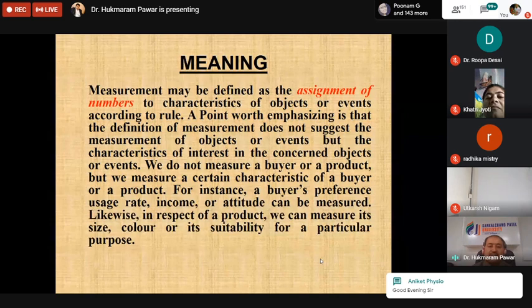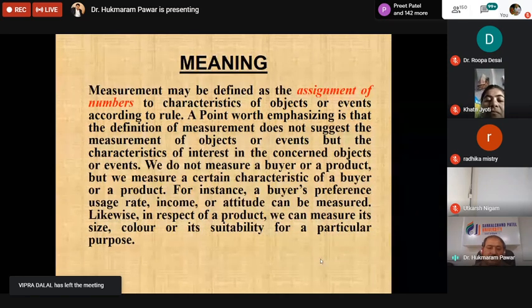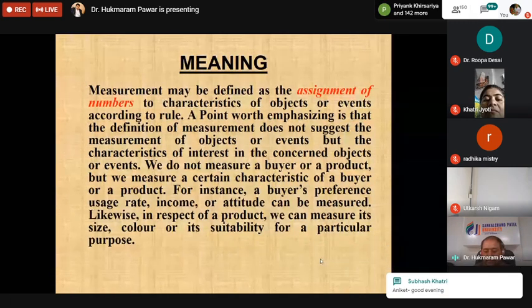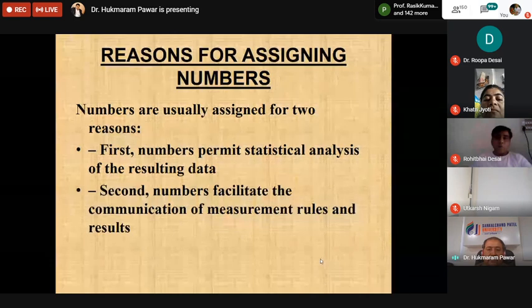How we assign the number depends on the data we have and the types of data we have. On the basis of that, we assign numbers, and those numbers are used for calculation and statistical purposes. What are the reasons for assigning the numbers? Why is scaling required?